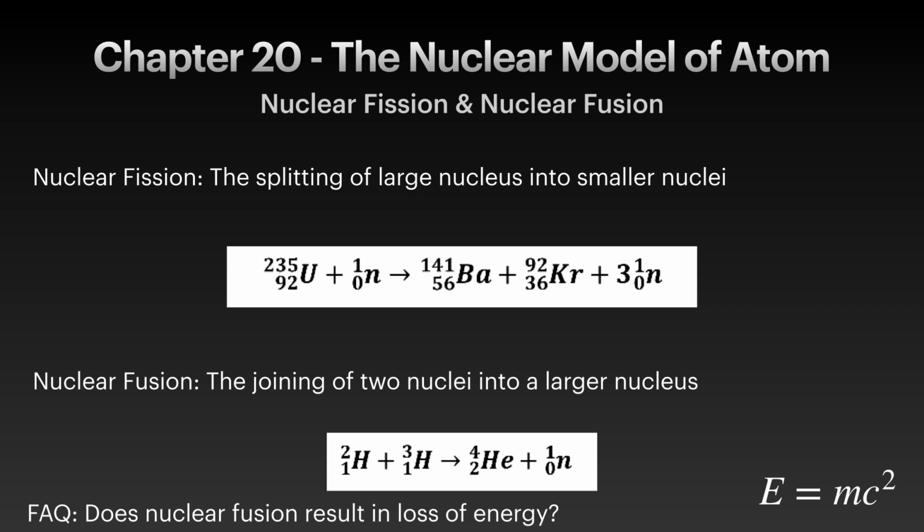And this concludes chapter 20, the nuclear model of the atom. We revised the structure of atoms and ions, the role of isotopes, the experimental evidence for the nuclear model, and the fundamental processes of fission and fusion. Next, we will move on to chapter 21, radioactivity.